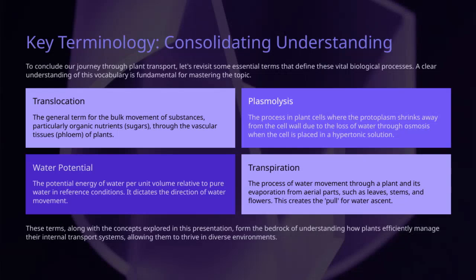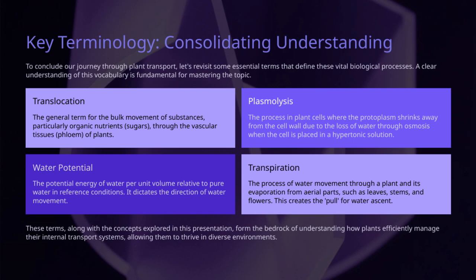Let's wrap up our presentation by revisiting the key concepts that underpin how plants transport water and nutrients. First, we have transpiration, which is the process where water moves through the plant and evaporates from aerial parts like leaves, stems, and flowers. This evaporation creates a pull that helps draw water up from the roots, essentially powering the water ascent within the plant.